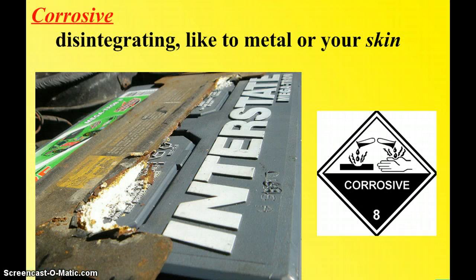Acids are also what we call corrosive, meaning disintegrating. And this is very common with metals, and then also it can be to your skin. There's actually a famous mass murderer in England called the acid bath murderer who disposed of his victims' bodies by putting them in vats of concentrated sulfuric acid and essentially disintegrating the bodies away. You can look that up. John Haigh, I think his name was.